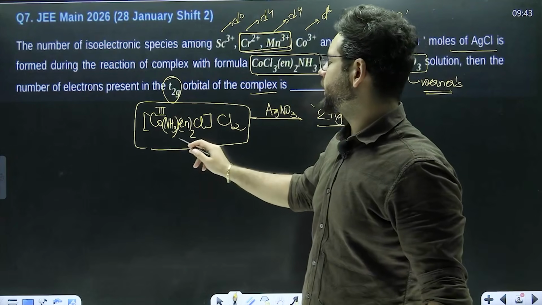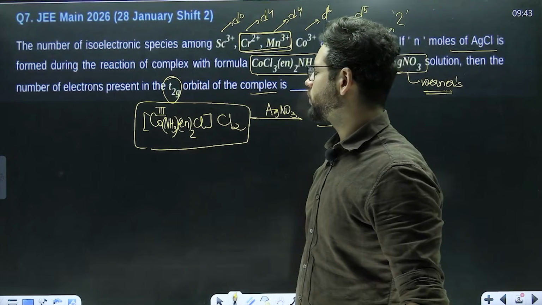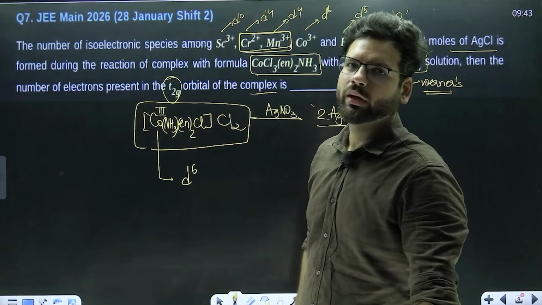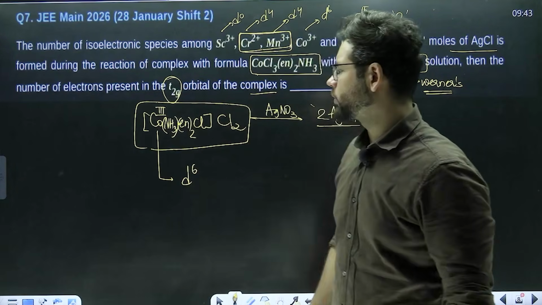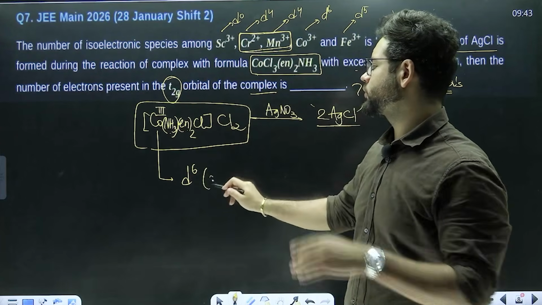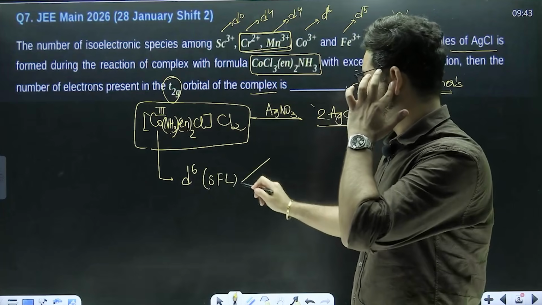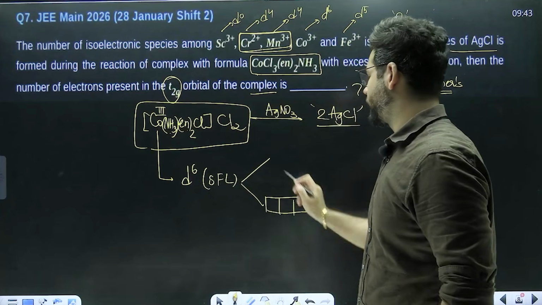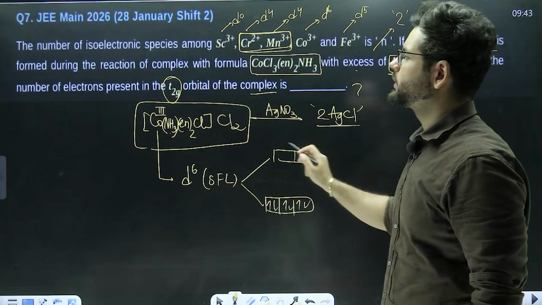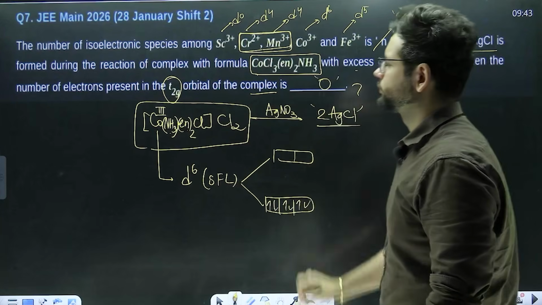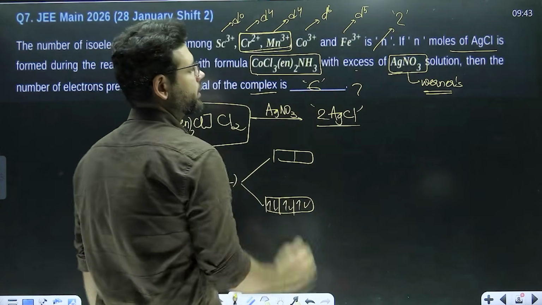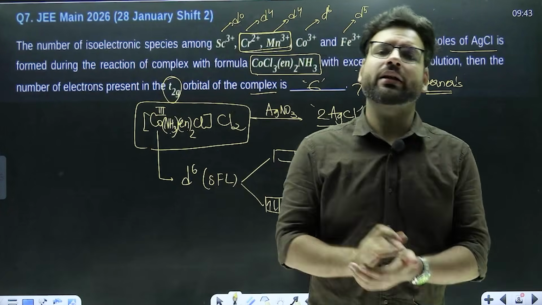Now in this complex I can see that almost all ligands are strong. It's a d6 configuration. En is a strong ligand, and these are also very strong ligands. So d6 with a strong field ligand, we'll go for t2g6 eg0. 1, 2, 3, 4, 5, 6, 0. So the answer for eg is 0. Sorry, they're asking t2g, so 6. In t2g there are 6 electrons present.